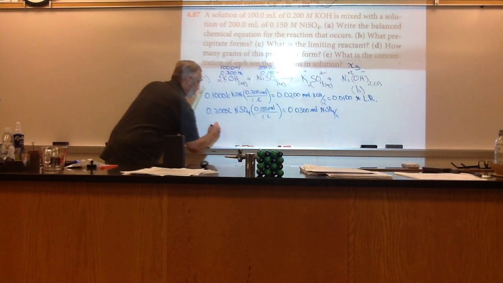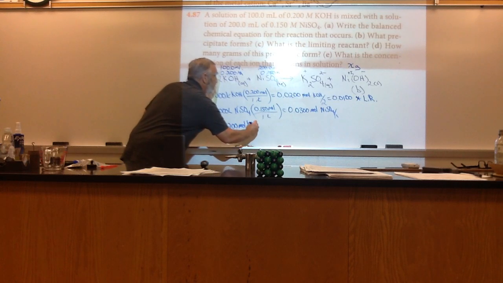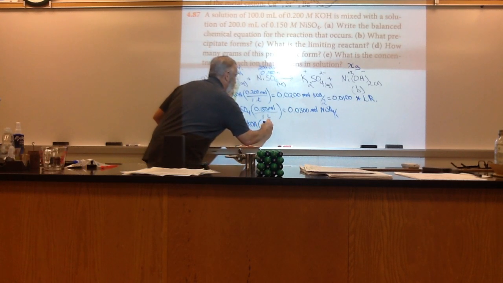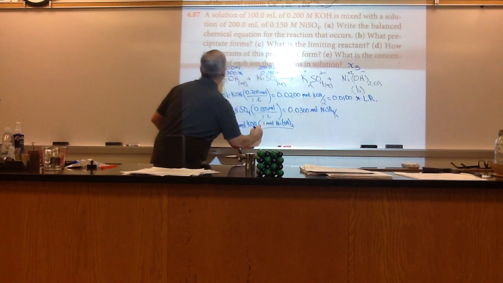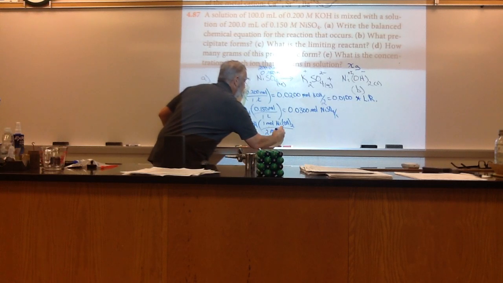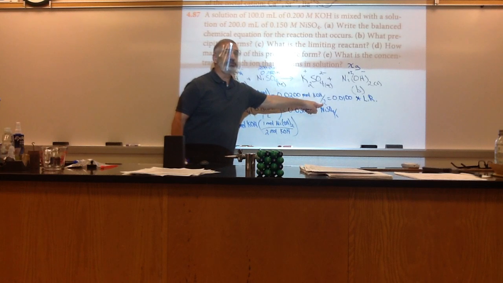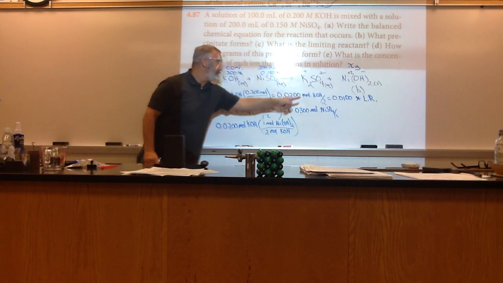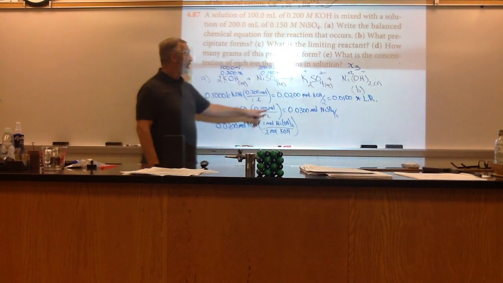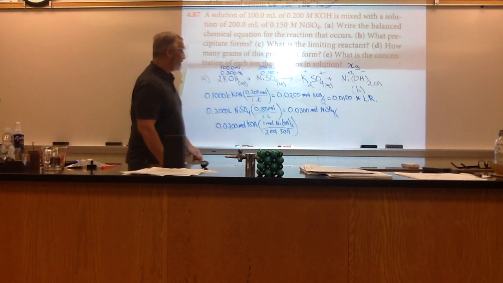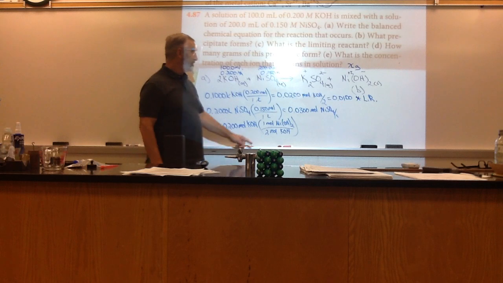So we're going to say 0.0200 moles of KOH times 1 mole Ni(OH)2 for every 2 moles of KOH. This 2 and that 2 are the same 2. Okay? So if you use that number and then divide by 2, you're going to get half the answer that you need. Okay? So always just use the mole value. And then what are we looking for? How many grams? So I need to use the molar mass of this.